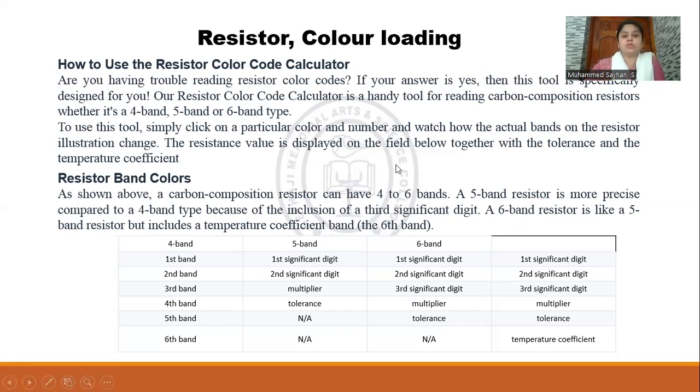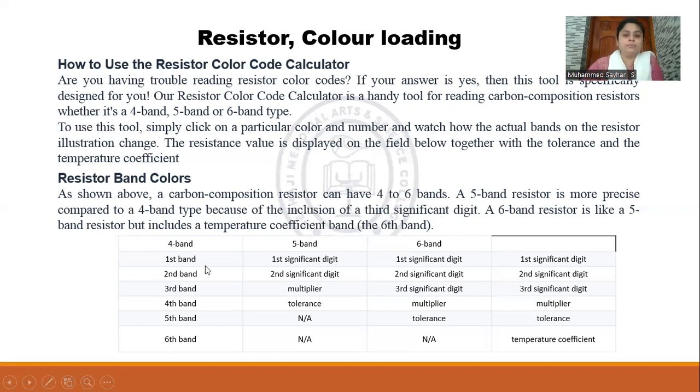There are many types of carbon resistors. Mainly we are using the carbon composition resistor. It has 4 to 6 bands. If you take a resistor, we can see a lot of bands rounded on it. Each band represents a color, and each band represents a significant digit of the resistor. A 6 band resistor is like a 5 band resistor, but it also indicates a temperature coefficient.